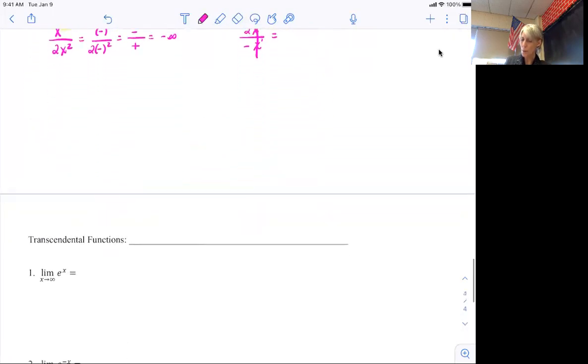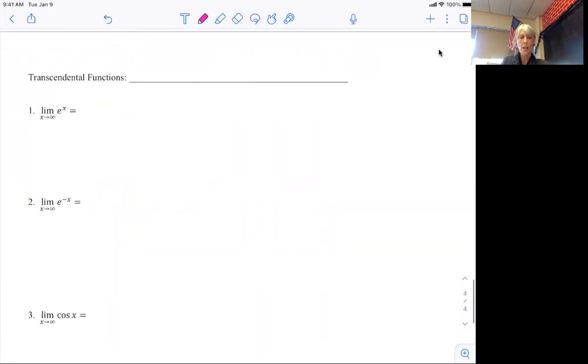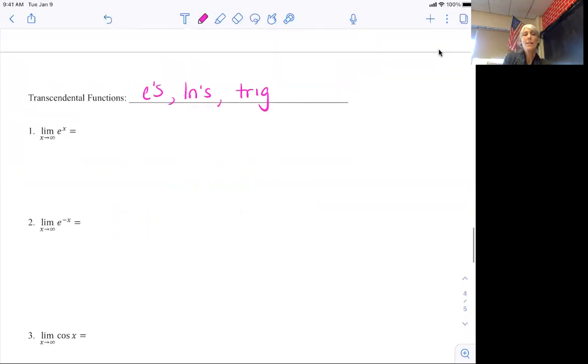Now let's just for a moment switch gears. Think about what would happen with what we call our transcendental functions. These are our e's, our ln's, our trig. Basically with these, we also consider our rules, but we need to memorize our parent functions, and we need to utilize some transformation rules.